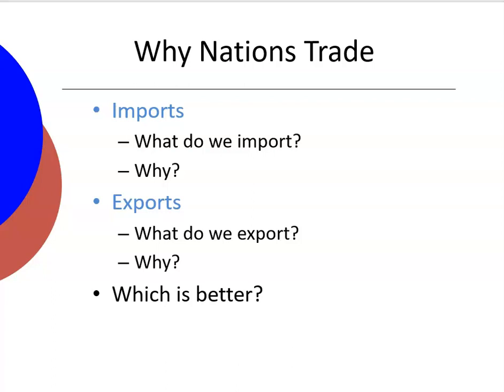We also get them because we can't get them here. That would be like fruits in the wintertime. It might be some rare earth minerals or some minerals and things that aren't made or aren't found in enough quantities in the United States. That used to be the case, for example, with oil. We didn't have enough oil, so we had to import it. Well, then those are imports, things we bring into the country.